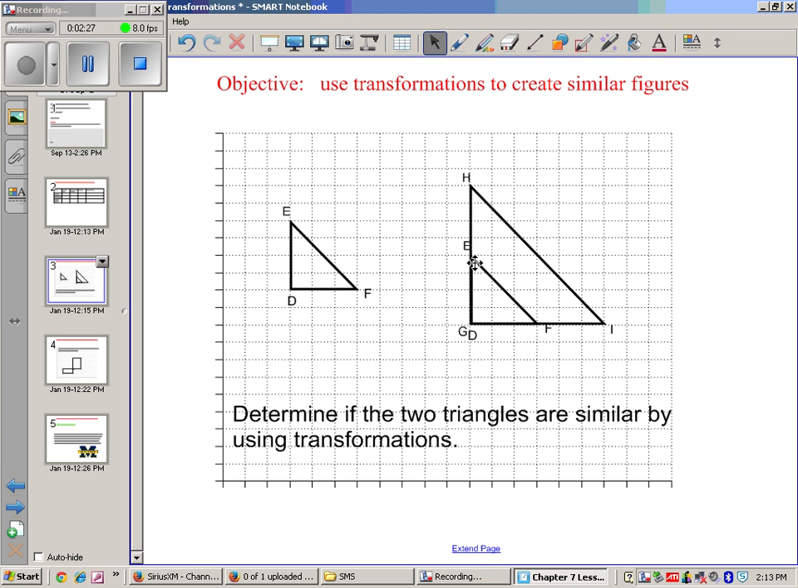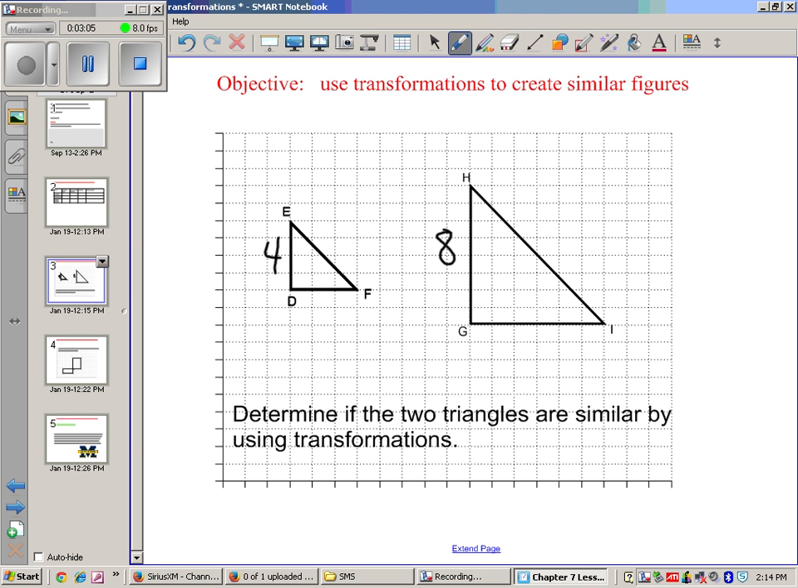But now let's take a look at something different. There's another step we have to see. We're going to be using ratios to see if they are similar. Without any angles or side measures, we can count our squares. So let's look at side HG. We have 1, 2, 3, 4, up to 8. That is 8. The side congruent to it would be ED. Let's count 1, 2, 3, 4.